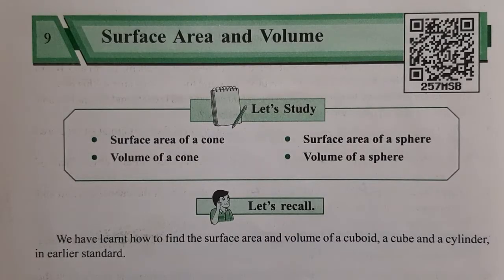And today, I am going to explain the last chapter, that is surface area and volume. Let's start. Chapter number 9, surface area and volume. In this chapter, we have to study surface area of a cone, surface area of a sphere, volume of cone and volume of sphere. Before starting these concepts, let's recall the surface area and volume of cuboid, cube and cylinder.